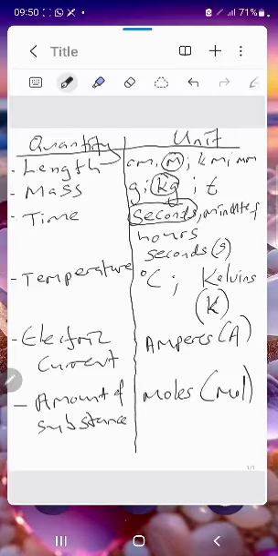So these are 6 base quantities. We have length, mass, time, temperature, electric current, amount of substance. SI units: for length we said it's meters, for mass it's kilograms, for time seconds, temperature kelvins, electric current amperes, amount of substance mole.